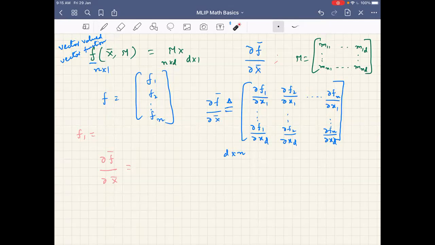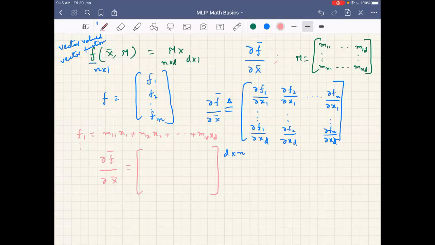So in this case, what is the answer? Here, F1, if we write, F1 is equal to M11 into X1 plus M12 into X2 plus and so on, up to M1D XD. This is how you write F1. Similarly, you write F2, FD and so on. Then you find the individual derivatives, and then you should get this matrix. Fill this matrix.